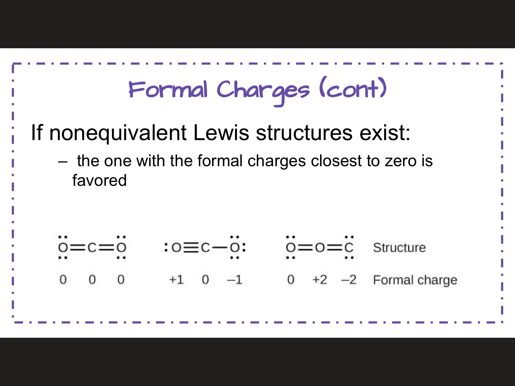So here's an example of formal charges where we have what we call non-equivalent Lewis structures. That just means that that particular structure is not a mirror image, that it could be either or. And so we're going to use formal charges to help us identify which one of these structures is the right choice. The one where the formal charge is closest to 0 is the correct one. It's the one that's going to be favored. So this is considered the correct structure, the actual structure of carbon dioxide. Notice that each one of those atoms has an overall 0 formal charge.